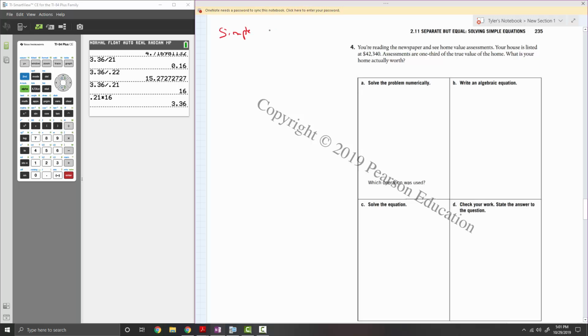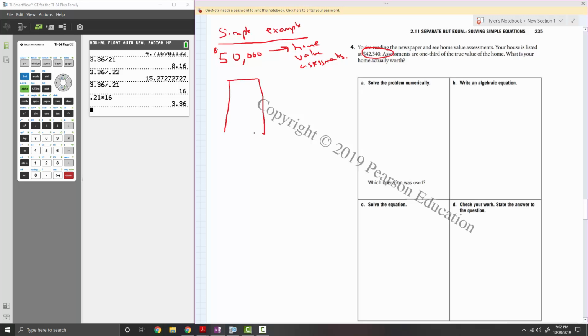So let's try a simple example. This number, notice, is not very round. So maybe I'll just pick 50,000 for that. So that number is the home value assessment. It says assessments are 1/3 of the true value of your home. What's your home actually worth?